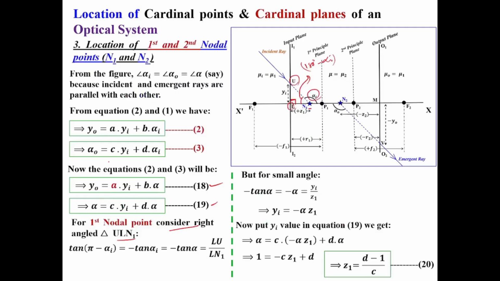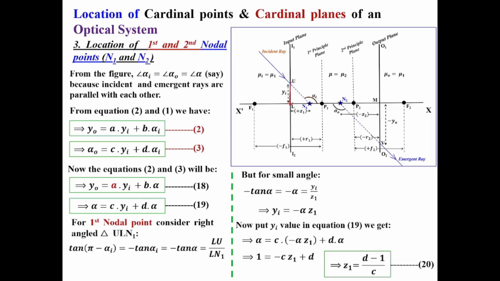But here alpha I is the outside angle, and this is the 90 degree. But we have to consider this angle. This angle is your 180 minus alpha I. So in right angle triangle ULN1, tan of pi minus alpha I, this is your 180 or pi minus alpha I, will be equal to minus tan alpha I, because tan of pi minus theta is minus tan theta. That is equal to minus tan alpha, because alpha I is considered as alpha.